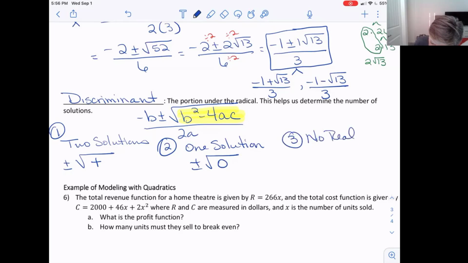No real solution is if that discriminant is a negative number. Remember, we cannot take square roots of negative numbers in the real number system. And we're not going to be going over complex numbers. So we're set with just the square root of negatives being not a real number.